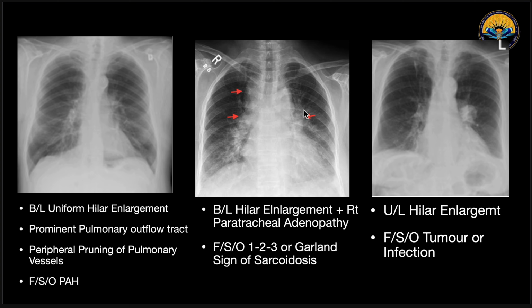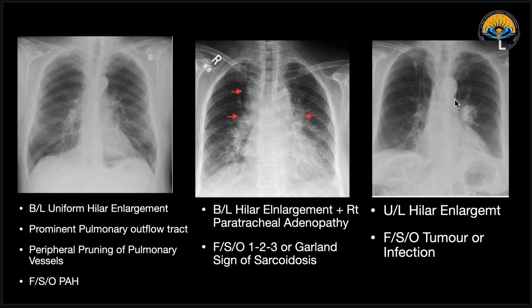Here if you see, there's prominence of the left hilum, there's prominence of the right hilum, and these are non-uniform. We can also see prominence of right paratracheal adenopathy. So we have left hilar adenopathy, right hilar adenopathy, and right paratracheal adenopathy. This is the 1, 2, 3 sign, or the Garland sign, which is very characteristic of sarcoidosis.